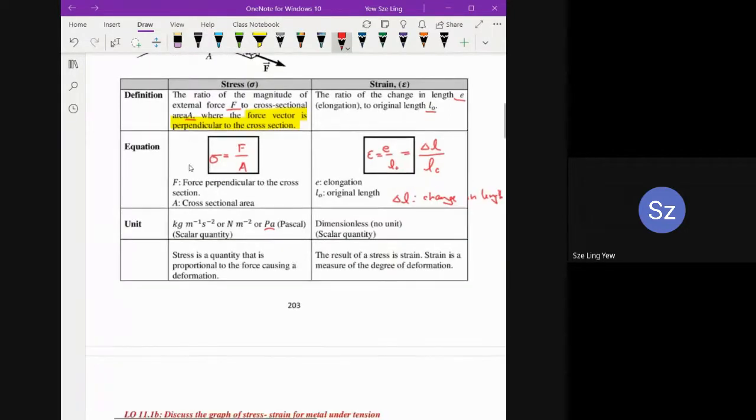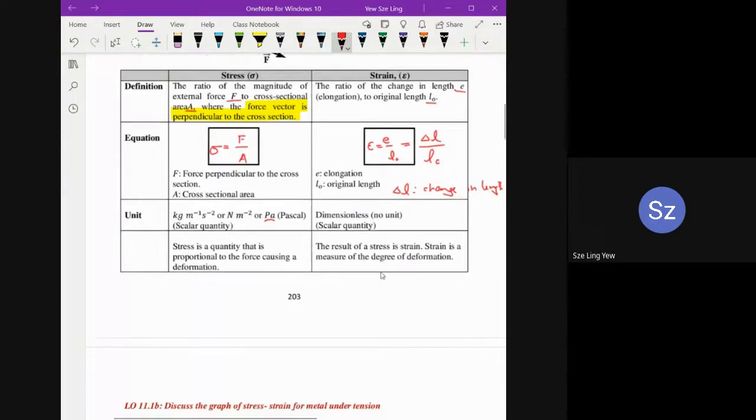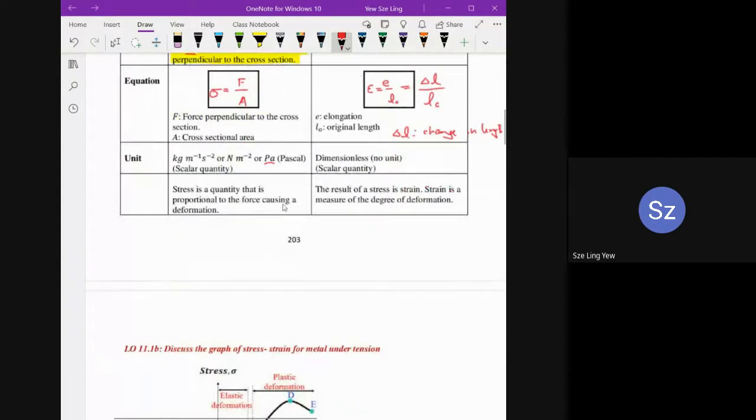So now the result of a stress is a strain. Strain is a measure of the degree of deformation. So it is a dimensionless quantity. Why dimensionless? Because you are using length divided by length. So stress tells you how much force is applied, what is the relationship between the force and the deformation, and strain tells you the degree of deformation.